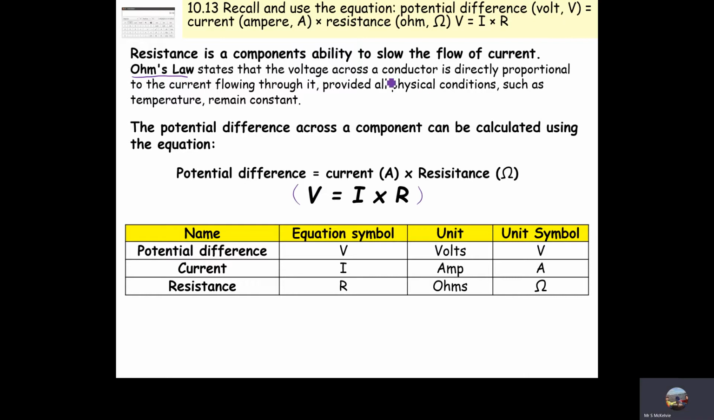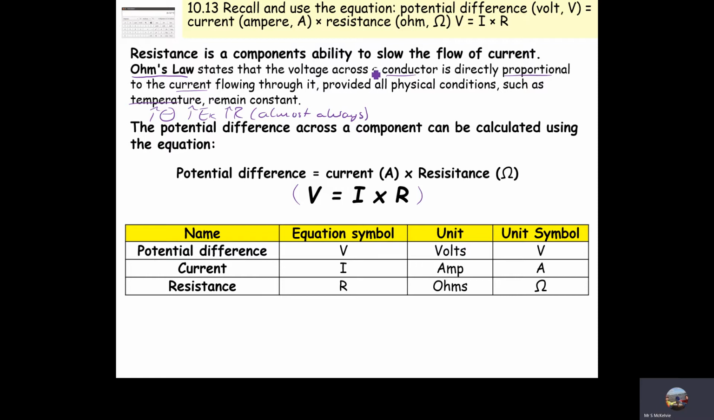The voltage across a conductor is directly proportional to the current flowing through it, provided all physical conditions such as temperature remain constant. This is important because if we increase temperature, then we're going to increase the amount of kinetic energy in my ions, and so therefore we're going to increase the resistance as well, almost always. That is not a hard and fast rule, but it is a good generalization to think of: increase temperature, then you increase resistance.